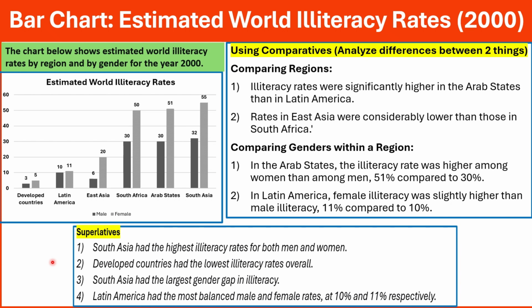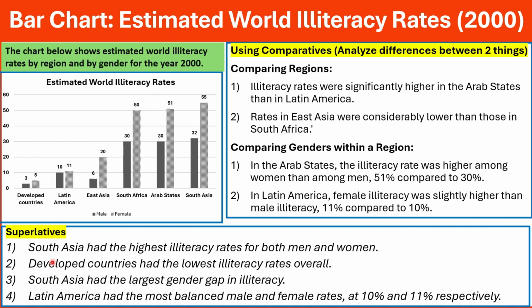Now let's use superlatives to describe the extremes. Look at the female column. The highest rate is 55% in South Asia, and the lowest is 5% in developed countries. South Asia had the highest illiteracy rates for both men and women. Developed countries had the lowest illiteracy rates overall. South Asia had the largest gender gap in illiteracy. Latin America had the most balanced male and female rates at 10% and 11% respectively.